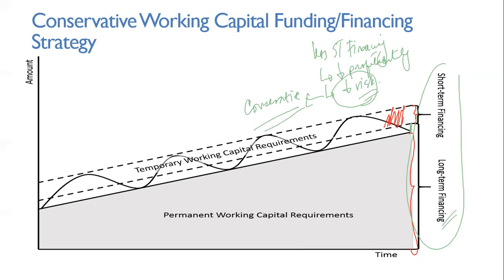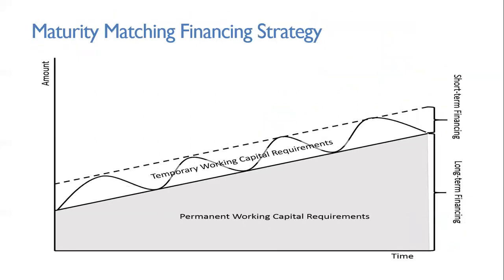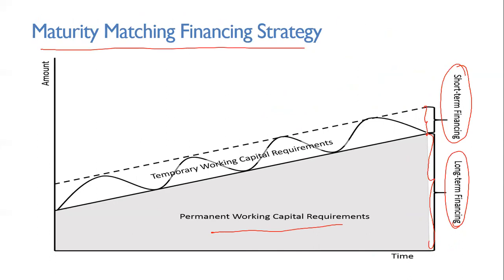Of course, the most ideal is what's called maturity matching working capital strategy. Okay? So this is maturity matching. Permanent working capital needs are funded by long-term financing. And temporary working capital needs are funded by short-term financing. So that is what's called maturity matching financing strategy. You match the maturity of the assets with its financing source.